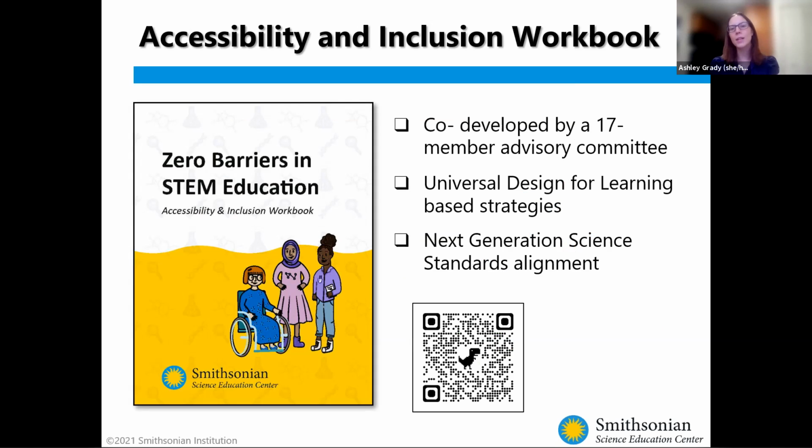So we really wanted to make sure that anyone accessing this workbook could actually take the principles and ideas and take them back to their own classroom. This was the kind of thing that I wish I had many years ago when I was a teacher.